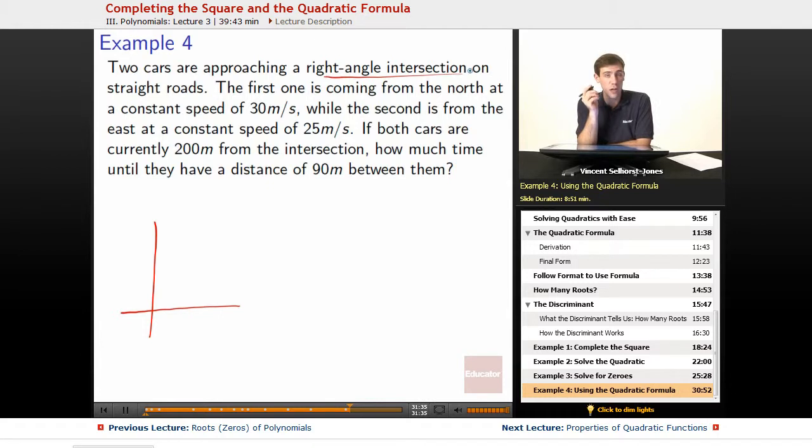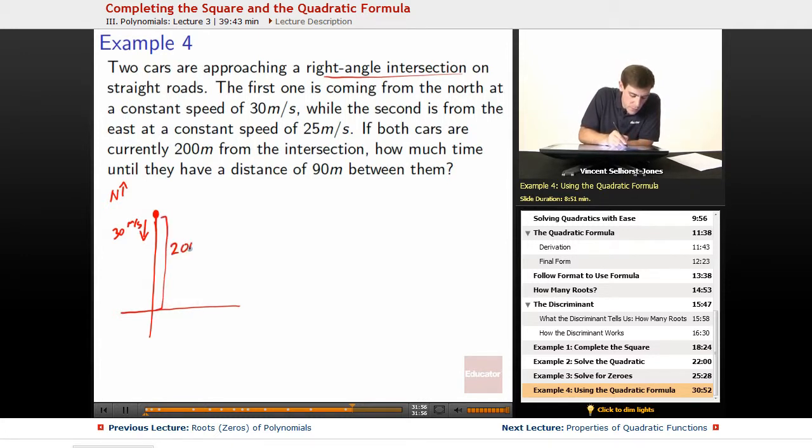They're on straight roads, so we're guaranteed that straight lines come out of it, so this makes sense. The first one is coming from the north. Let's put north as being this way. So this car is up here. It's coming from the north at a constant speed of 30 meters per second, so it's going down 30 meters per second. Where is it right now? We know it is 200 meters away at the start.